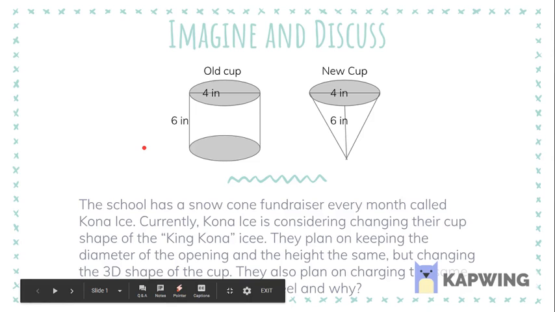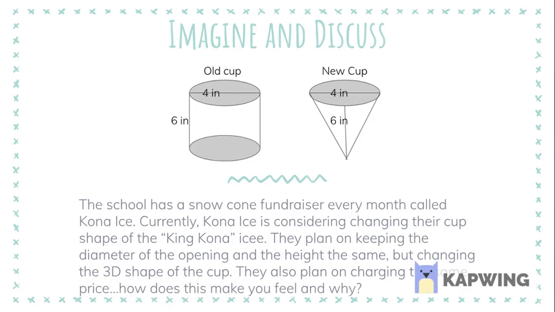Okay, so before we start today's lesson, I want us to go ahead and imagine and discuss. So here's our problem. The school has a snow cone fundraiser every month called Kona Ice. Currently, Kona Ice is considering changing their cup shape of the King Kona Icy. They plan on keeping the diameter of the opening and the height of the cup the same, but they're changing the actual 3D shape of the cup.